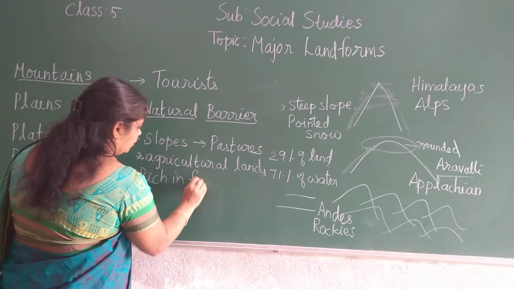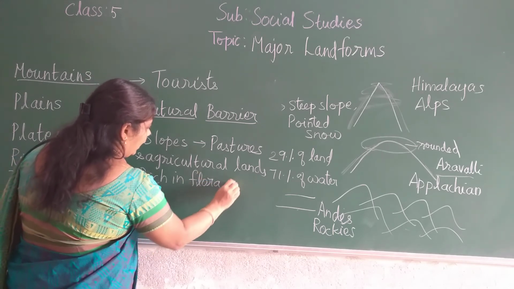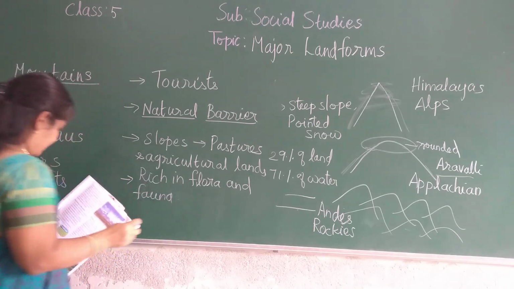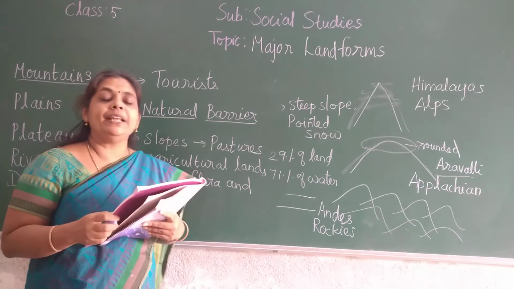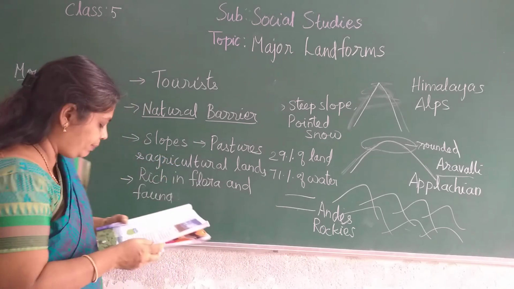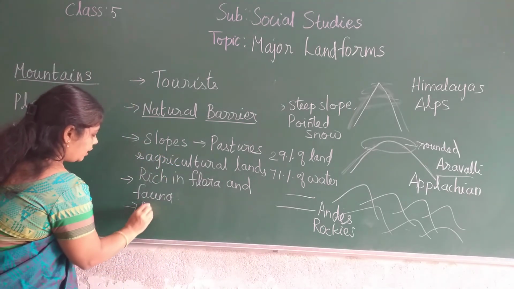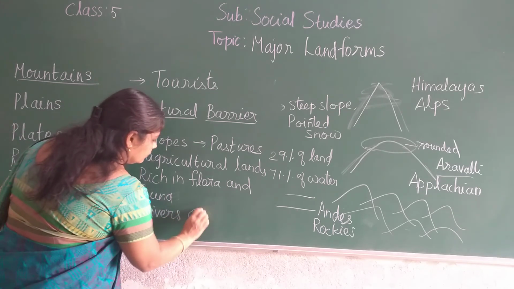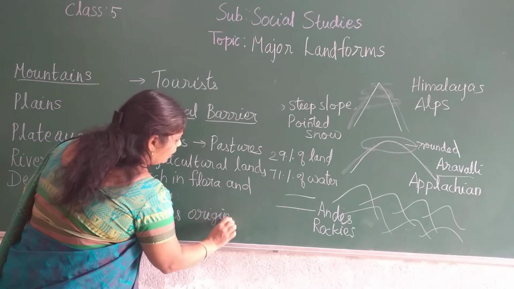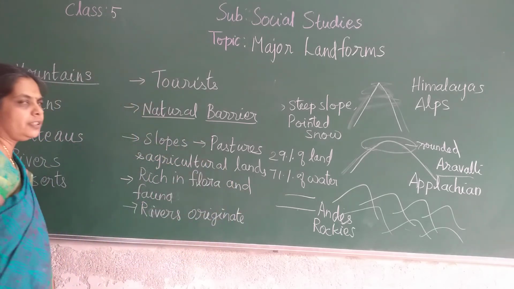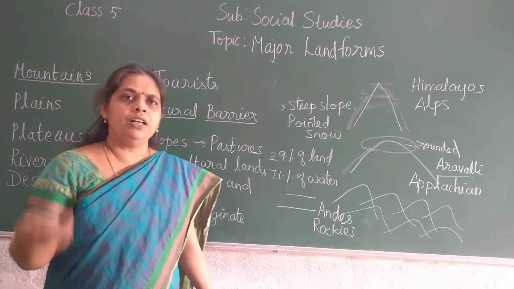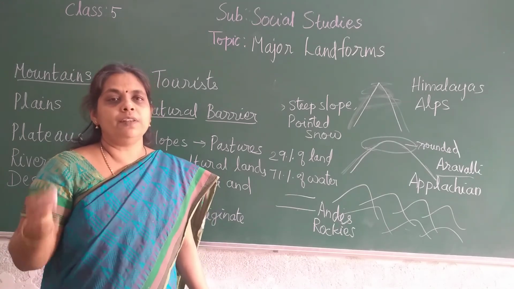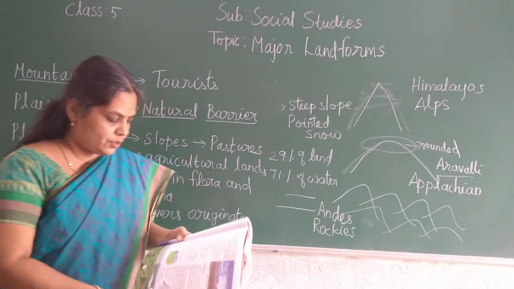The next one, they are rich in flora and fauna. Okay, and the next point, many rivers originate in the mountains, children. Yamuna, Krishna, Godavari, anything you take, all originate from the mountains only, children.